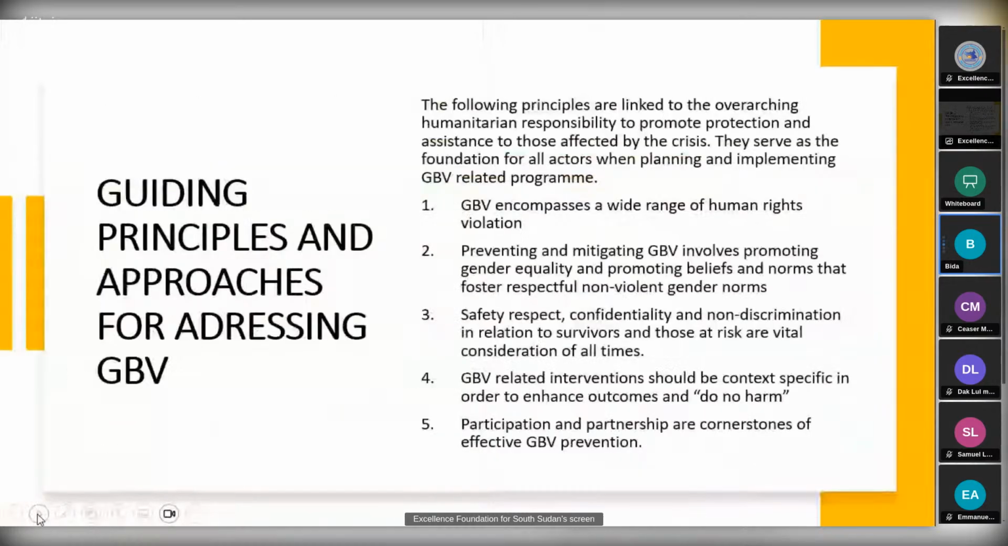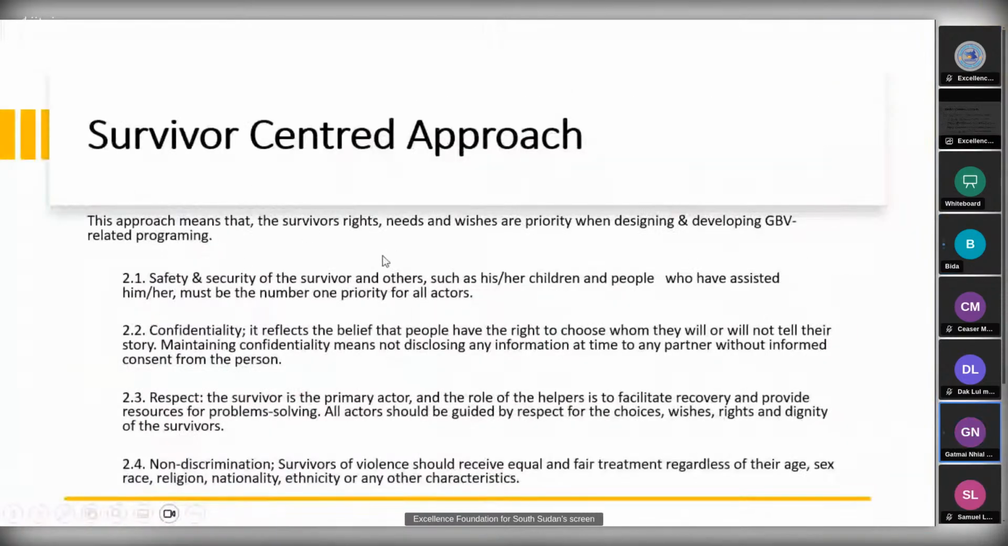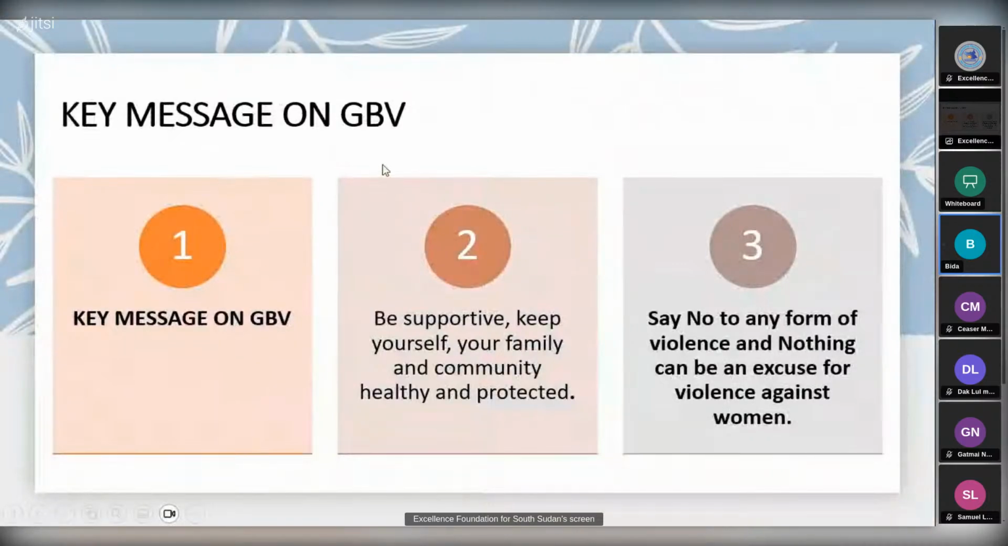And he delved into the guiding principles and approaches for addressing gender based violence, in which he talked about the human rights based approach, the survivor centered approach, and the community centered approach. He then moved on to the key messages of gender based violence, where he emphasized the need to be supportive, and keeping family and communities. And then he talked about saying no to any form of violence, and nothing can be an excuse for, of course, violence against women.